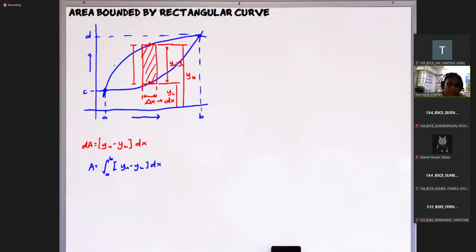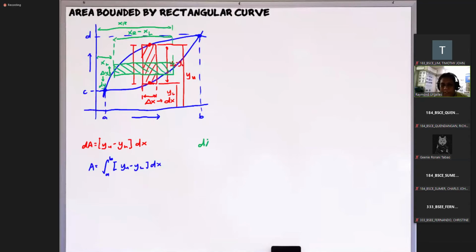Now for horizontal strips, we consider a horizontal rectangle, like this one. So we will use horizontal rectangles. Since we are dealing here with x coordinates, this is x on the left boundary, and this is our x on the right boundary. So the length of our rectangle is x on the right boundary minus x on the left boundary. The thickness is just delta y, so as we make it thinner, that will approach dy.